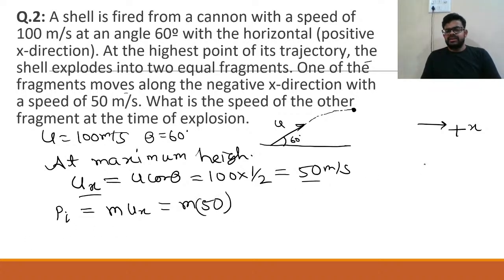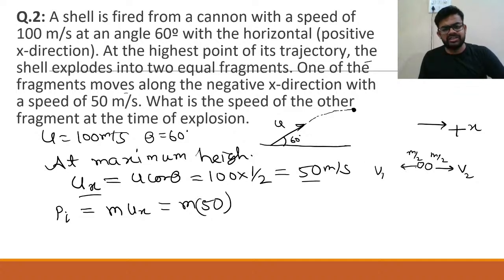Now the cannon will blast and it will divide into two fragments of equal masses. So m by 2 mass is this, m by 2 mass is this. This will go, let's say, with velocity v2, and this one is going with v1, and it is already written in the question. Velocity v1 is in the negative direction. So I will write v1 is equal to minus 50. It will move with 50 meter per second in the negative x direction, right? So directly I will write minus 50 meter per second. And this v2 we need to find.